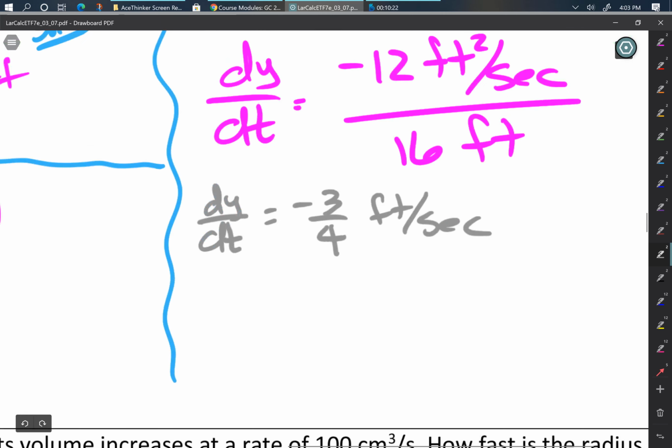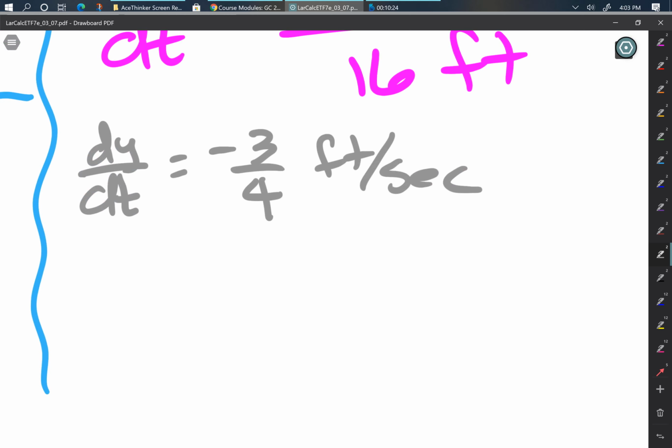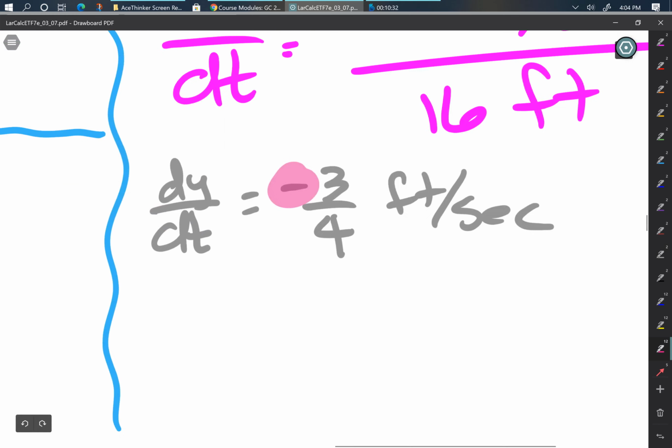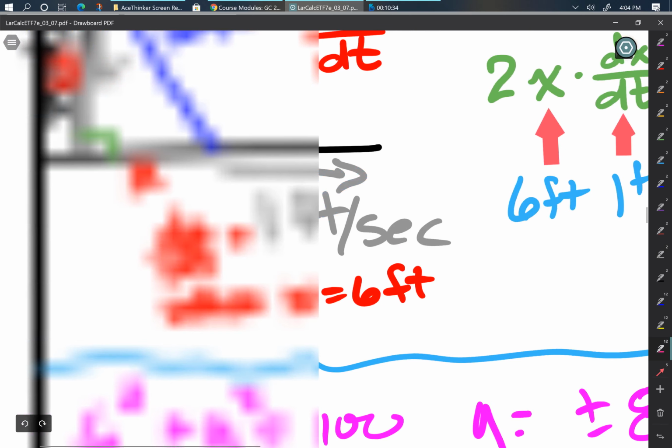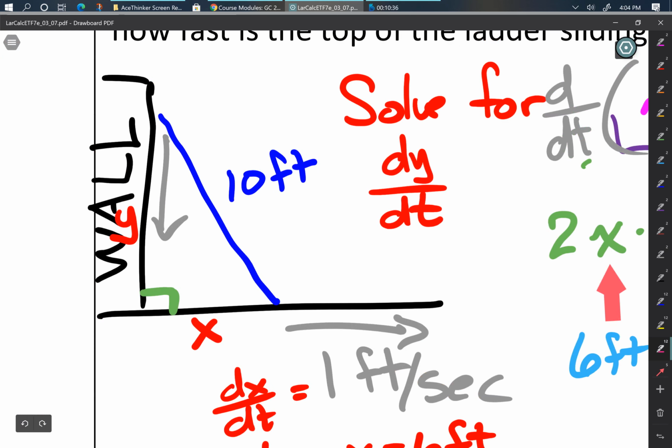I'm actually going to zoom in on that for a second and ask, does that make sense? Because I'm seeing something here. Does a negative number make sense? Well, let's go back to the drawing. Is y getting bigger or is y getting smaller? Because if y is getting bigger, then dy/dt would be a positive number. But if y was getting smaller, then dy/dt would be a negative number.